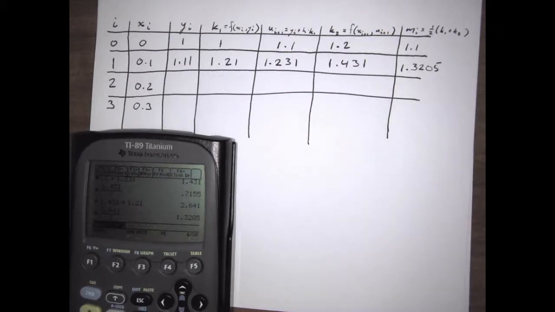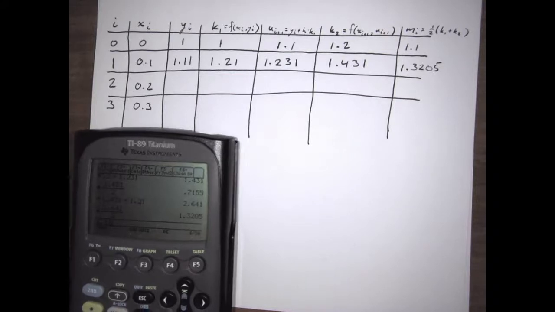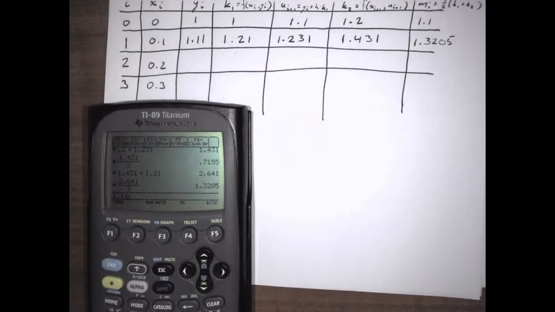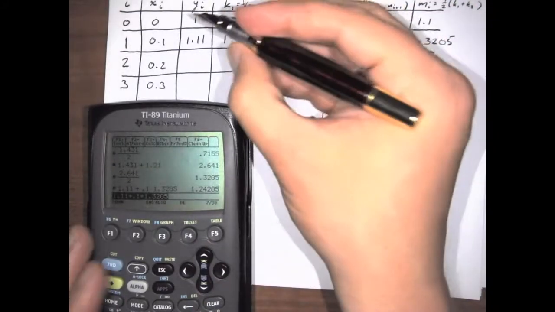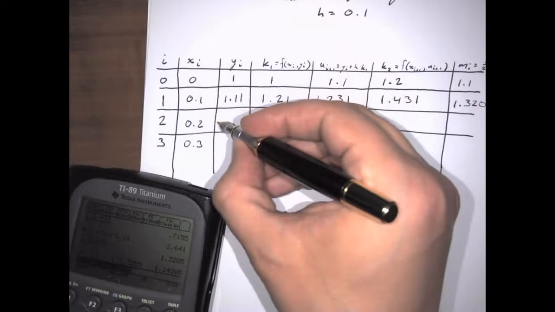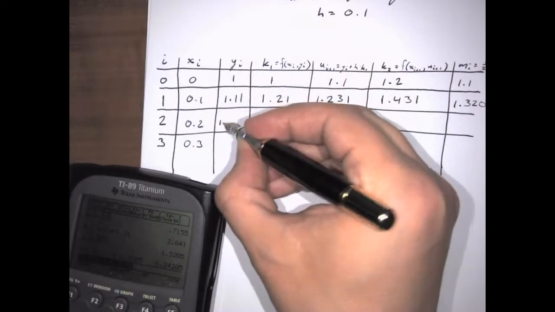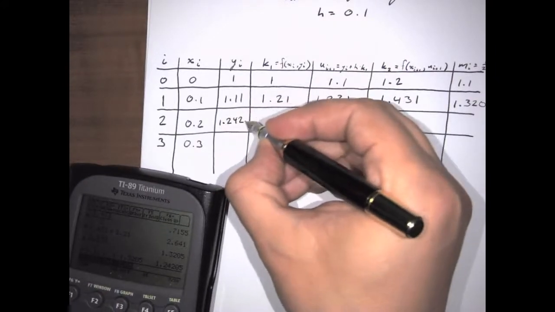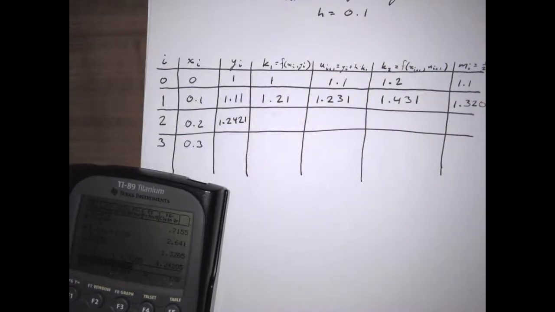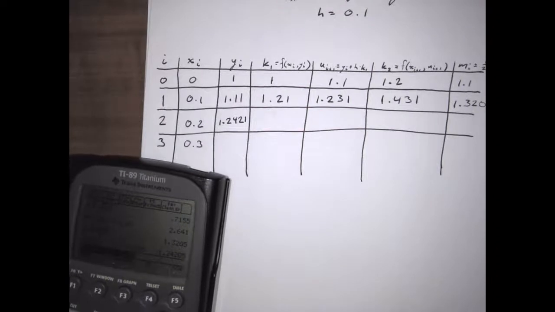And then we can finally get our new y value by doing 1.11 plus 0.1 times that. And that gives us our new y value, 1.2421 if I round it to 4 decimal places. And that's how we would proceed.